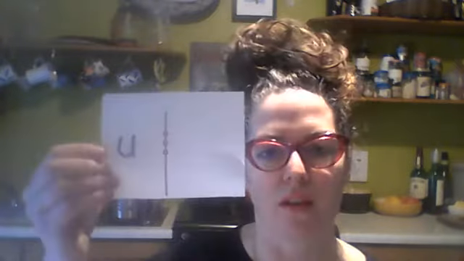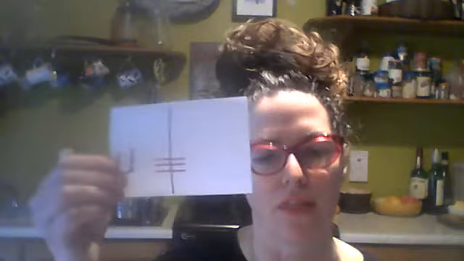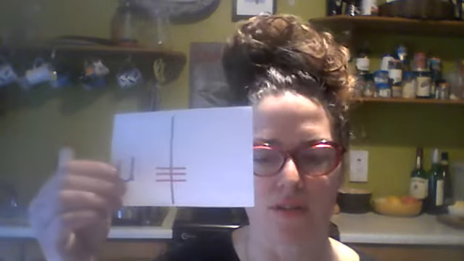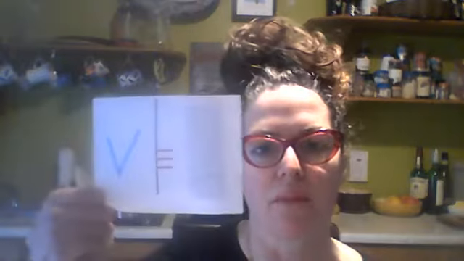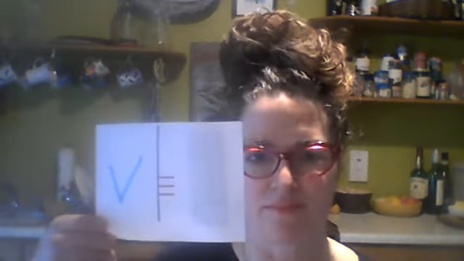U, 3 dots, 3 notches, or, as we've seen with the other vowels, 3 lines cutting across horizontally. Okay, now we don't have a V in Irish, however the V sound is represented by 3 lines to the right.